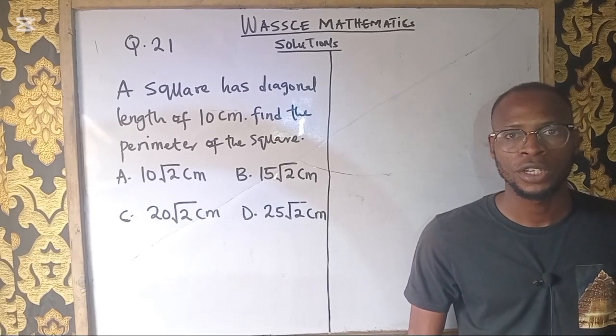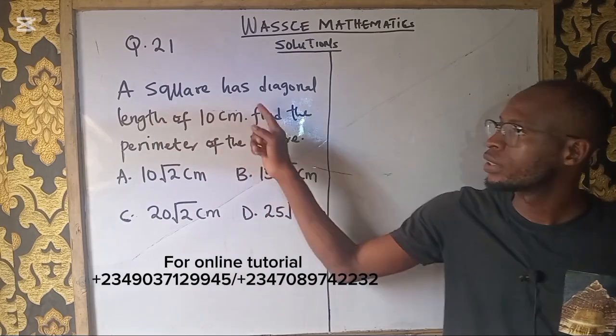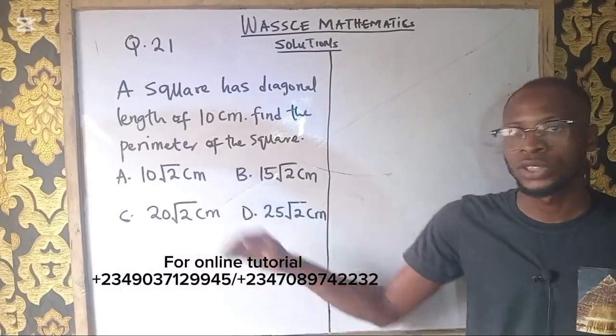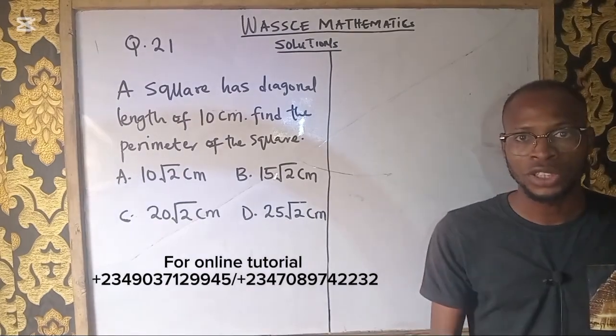Assalamu alaikum warahmatullahi wabarakatuh. So we have the next question on the board, question 21. A square has diagonal length of 10 centimeters. Find the perimeter of the square. So these are the options given to us. So what is a square? A square is a plane figure which has all the four sides to be equal.